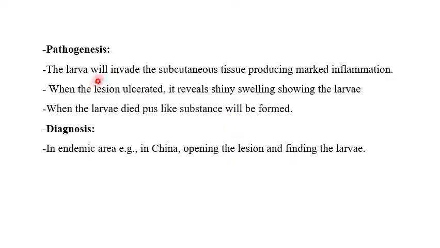Pathogenesis: the larva will invade the subcutaneous tissue, producing marked inflammation. When the lesion ulcerates, it reveals a shiny swelling showing the larva. When the larva dies, a pus-like substance will be formed. These are the symptoms of the development of larvae in the animals and the human. Diagnosis: in endemic areas, such as China, opening the lesion and finding the larvae.